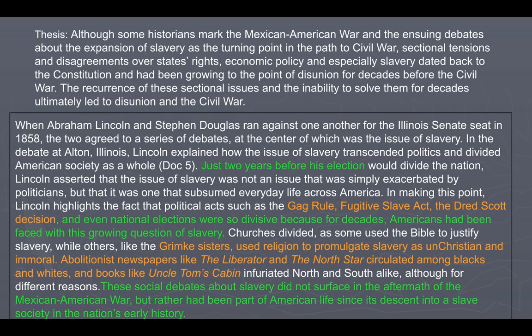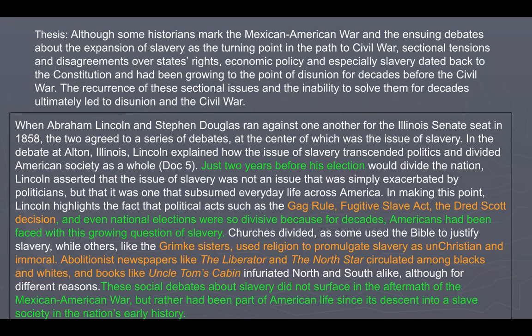Churches divided as some used the Bible to justify slavery, while others, like the Grimke sisters, used religion to promulgate slavery as unchristian and immoral. Abolitionist newspapers like the Liberator and the North Star circulated among blacks and whites, and books like Uncle Tom's Cabin infuriated North and South alike, although for different reasons. These social debates about slavery did not surface in the aftermath of the Mexican-American War, but rather had been part of American life since its descent into a slave society in the nation's early history.